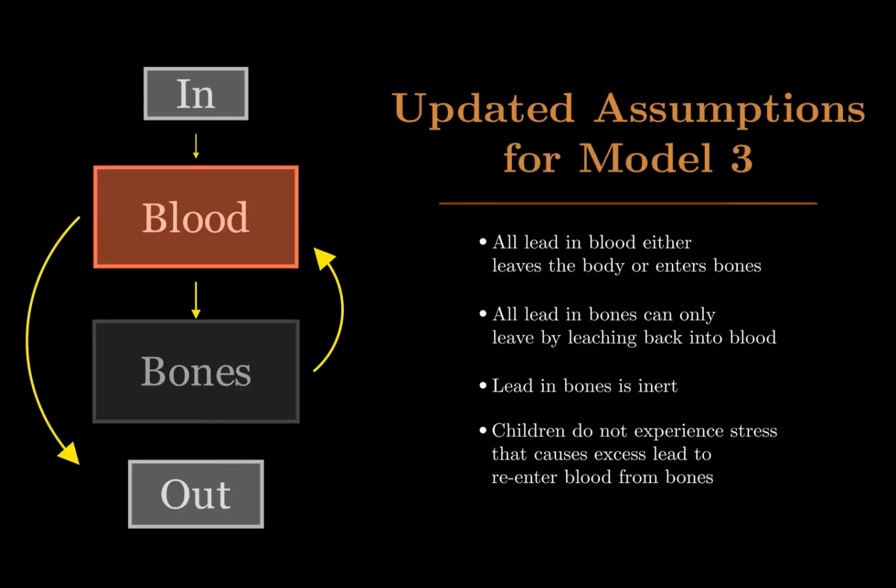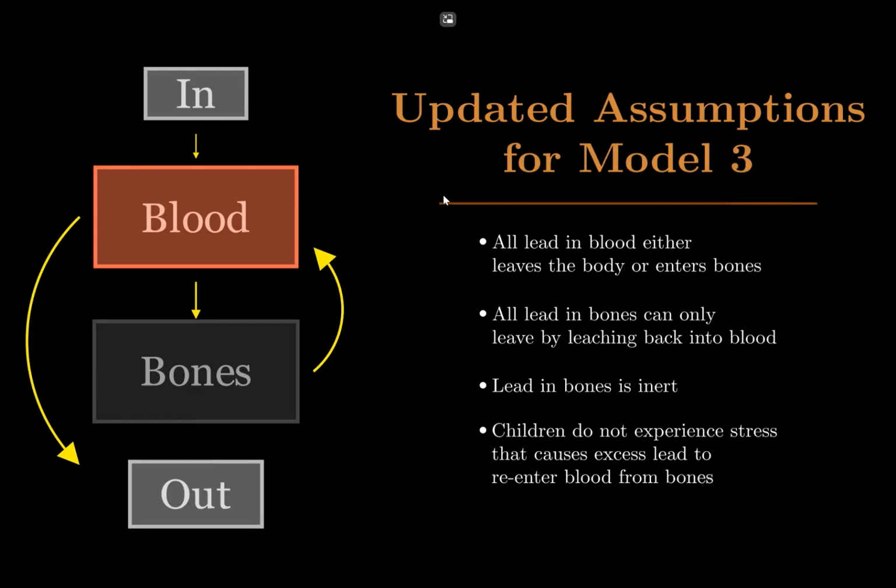For our final model, we sought to better match the research we had found by modeling the relationship between lead in the blood and lead in the bones. As we see in this diagram, we have lead coming into the bloodstream, then from the bloodstream it goes to the bones, or some of it goes out of the system, and then from the bones it can only go back to the bloodstream as it leaches out with its half-life.